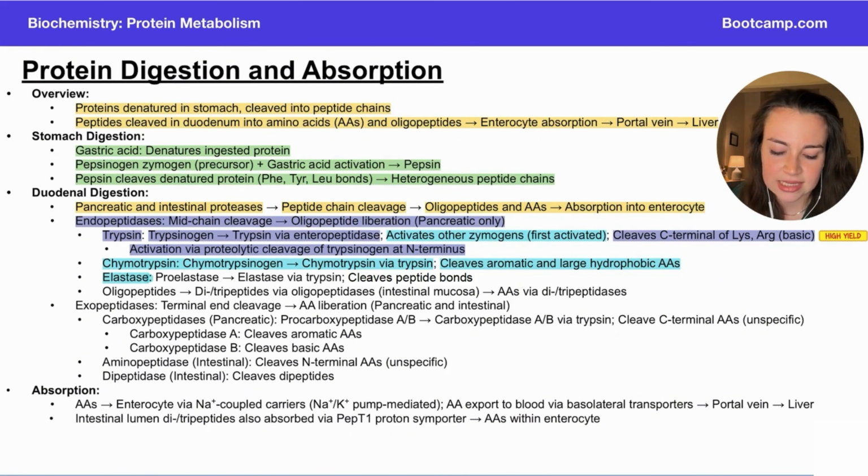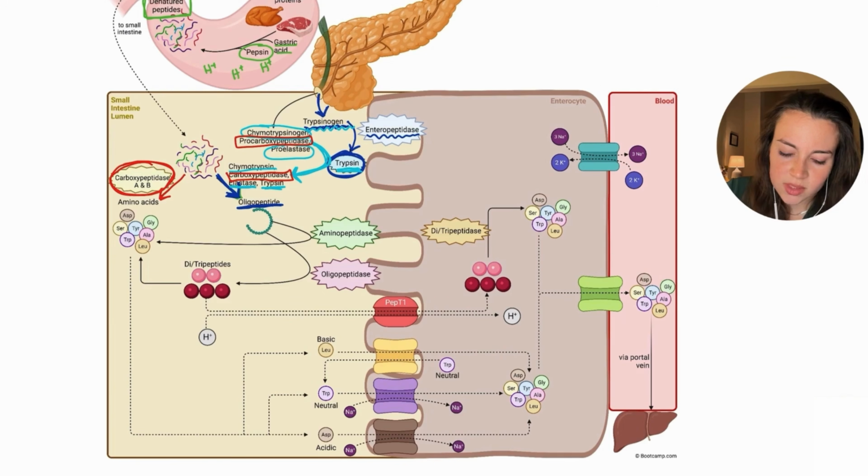And elastase is activated from proelastase, and the job of elastase is to cleave peptide bonds. And then we've got one more example of endopeptidases that we haven't seen on the diagram yet. Those are oligopeptidases. Those are located on the intestinal mucosa, and let's go over to the diagram. So once those endopeptidases have broken down those denatured peptides into oligopeptides, another endopeptidase that exists is this oligopeptidase right here on the intestinal mucosa.